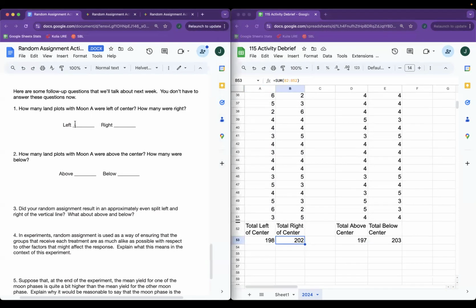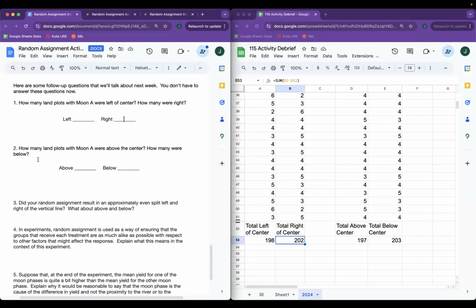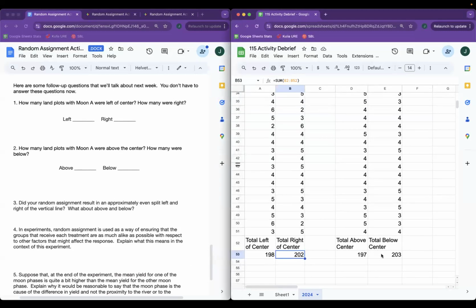So anyway, answering this question, left would be 198, right would be 202. Question number two, similar. How many land plots with moon A were above the center and how many were below? So I did that again. And also very close. This one's slightly different, but only a difference of five.